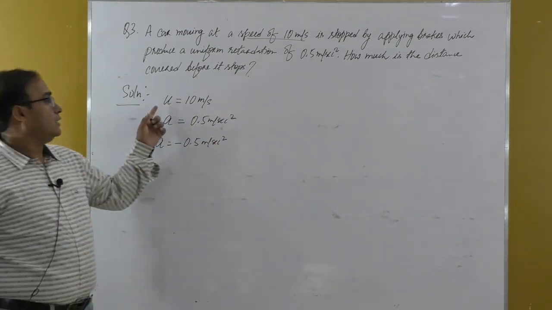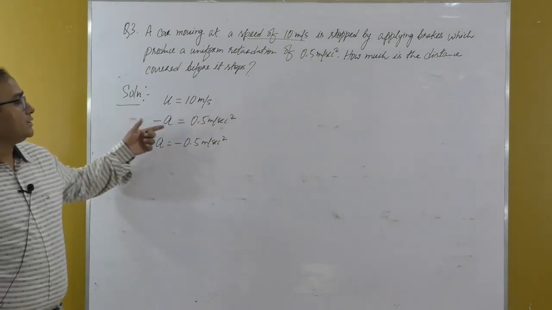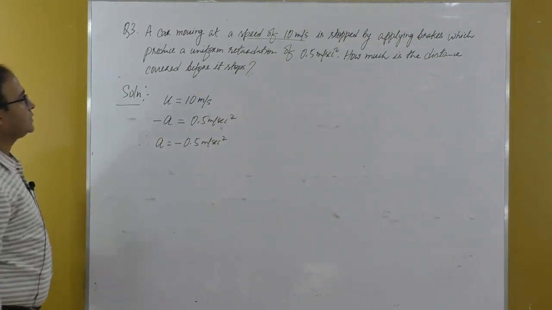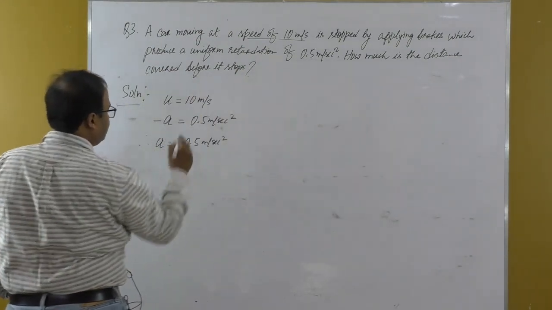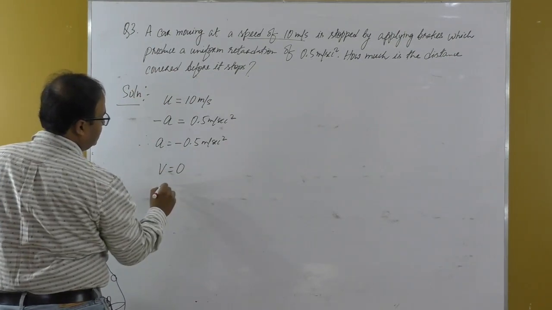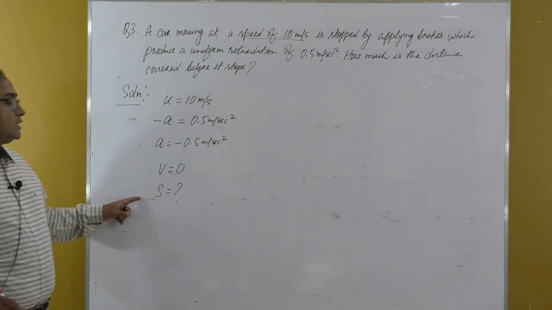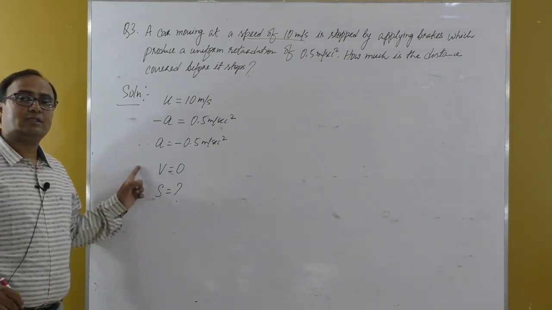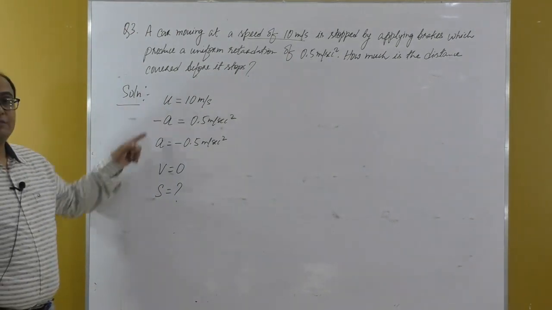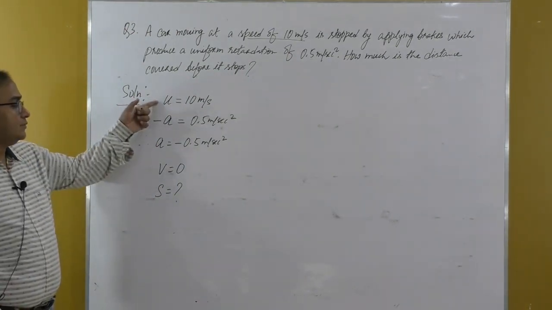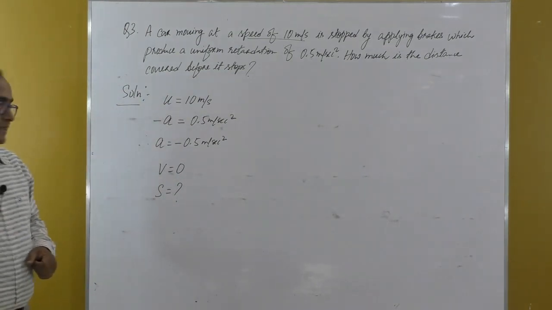So now you are having initial velocity u 10 meter per second and retardation 0.5 meter per second square. Then how much is the distance covered before it stops? So final velocity 0 and you are asked to find out distance covered. So finally the velocity becomes 0 and you are asked to calculate s. Here time is not given. You are given u, you are given v, you are given minus a or a. You are asked to find s.